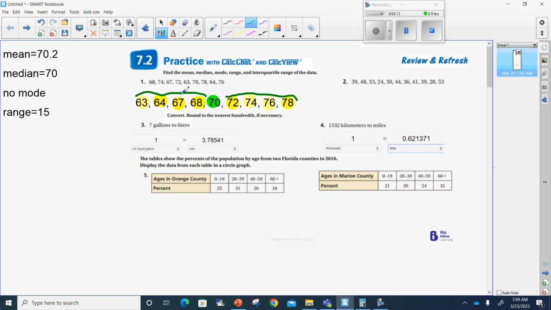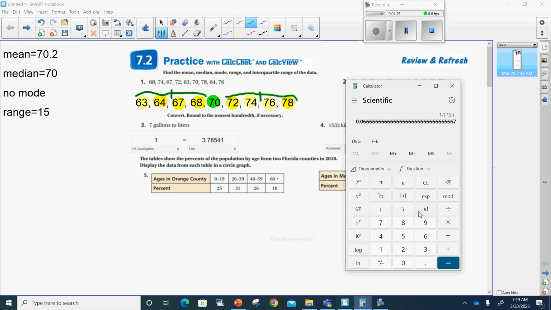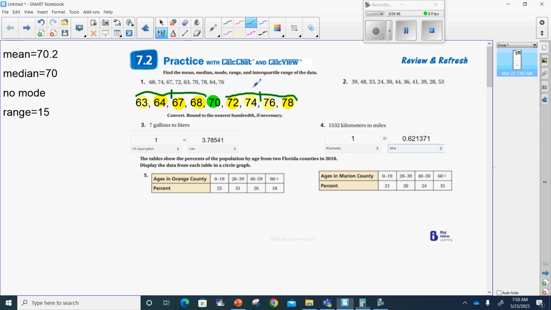Well, it's easy to see that half of this data would be right here, and half of this data would be here. Now I would have to find the average of 74 and 76, and that's pretty easy. Oh, I put 47, let me correct myself. 74 plus 76 equals 150, and when I divide that by 2, I get 75. So that tells me my third quartile is going to be 75.